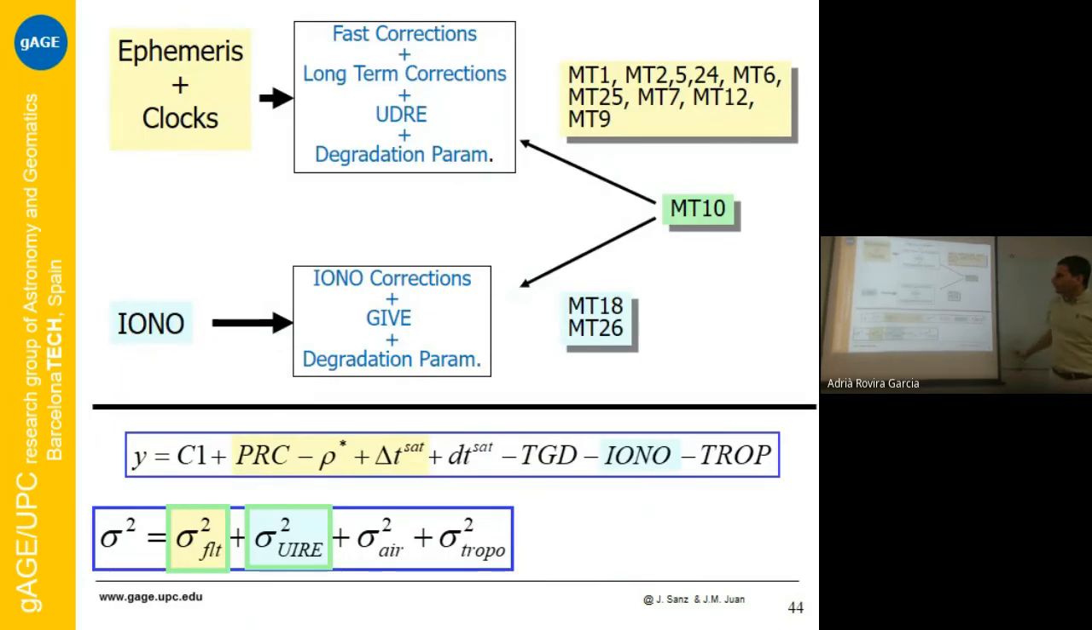Then you can see how this works in a very concentrated way. We correct the pseudo range, and this we will see tomorrow. How do we make the correction? But also we see the sigmas.